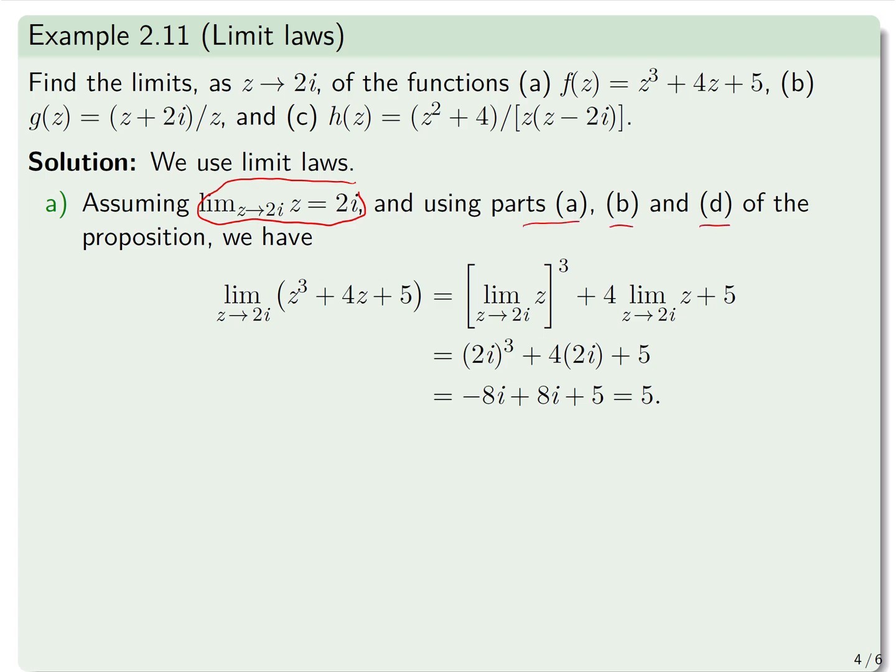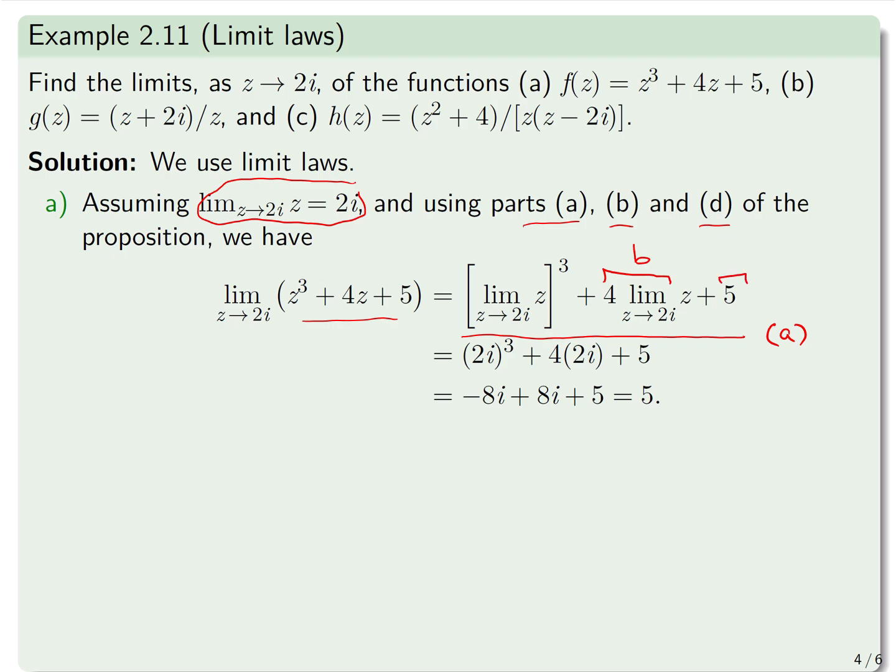You can see we are using everything. So first is a sum, so we break it into 3 parts using part A. That's why we use part A. So it's a good idea to think about which one we use every time. And in the second one, you can see we use part B. When we have a product, you can break it into 2. And also we assume that extra condition here: the limit of a constant is the constant itself. So it's an extra assumption that we made.